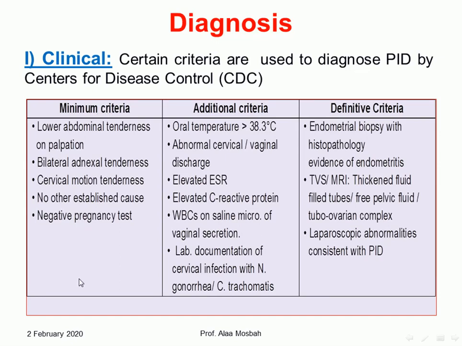What about the minimum criteria? Minimum criteria include lower abdominal tenderness on palpation, bilateral adnexal tenderness, cervical motion tenderness, no other established cause for these signs, negative pregnancy test because there is differential diagnosis with ectopic pregnancy, which is also associated with lower abdominal pain and tenderness and tender mobility of the cervix.